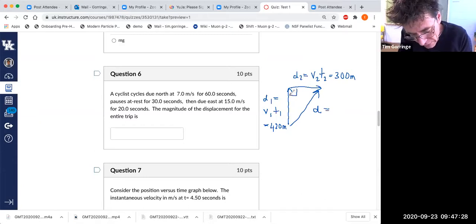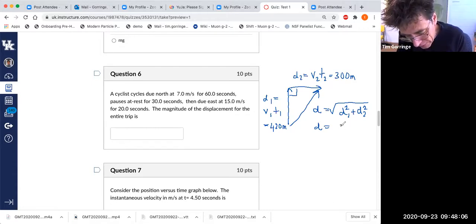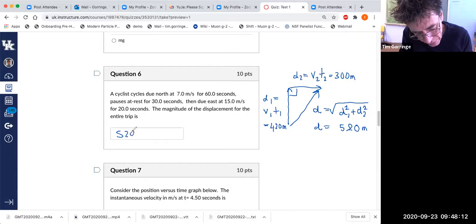Those two stages of the trip form a right angle triangle with the displacement for the trip. And the displacement is the hypotenuse. And so by Pythagoras' theorem, the length of the hypotenuse, the magnitude of the displacement, is going to be the square root of the sum of the squares of the two other sides of the triangle. So we've just got to take the square root of 420 meters squared plus 300 meters squared. And if you do that calculation, I won't write all the numbers in, that comes out to be 520 meters. And so this is 520 meters.